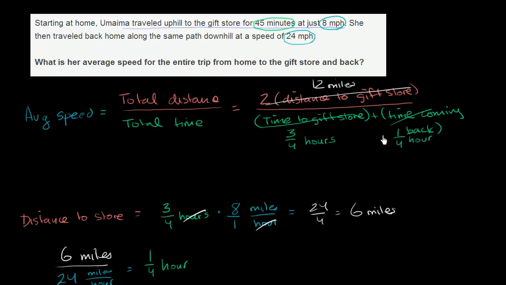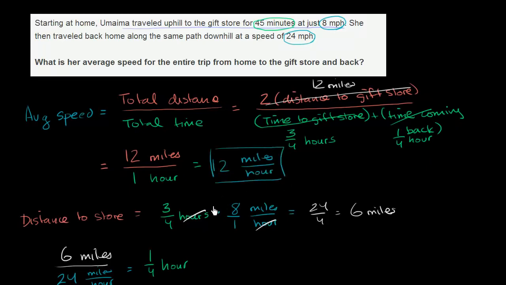So now we're ready to calculate her average speed for the entire trip. Her average speed for the entire trip is going to be equal to the total distance, which is 12 miles, divided by her total time. 3/4 hours plus 1/4 hour is exactly 1 hour. So her average speed is 12 over 1, which is just 12 miles per hour.